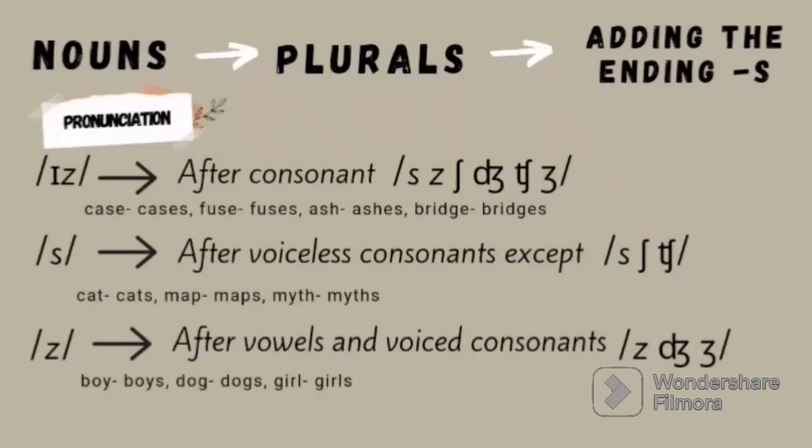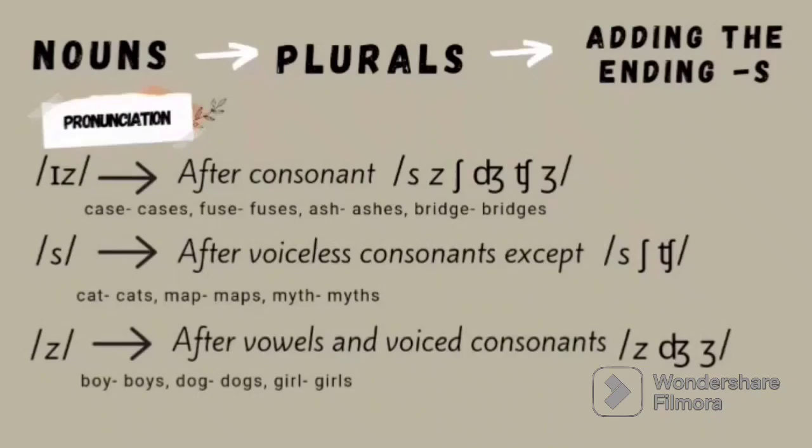Let's take another example of this category. Another example of this category is the word ash. Ash is a noun that, to become plural, it's necessary to add es, and in pronunciation it is ash, ashes.